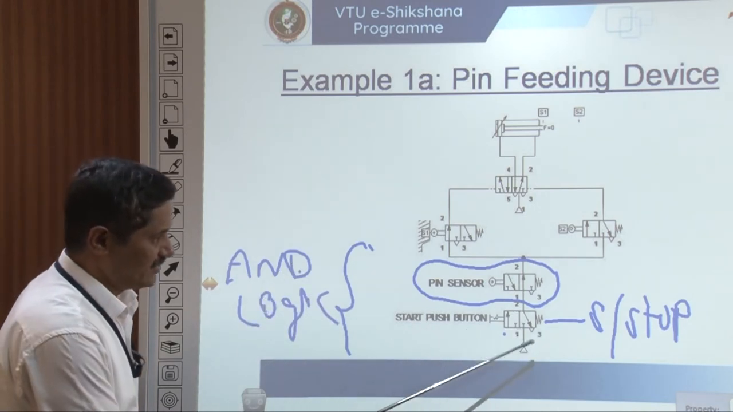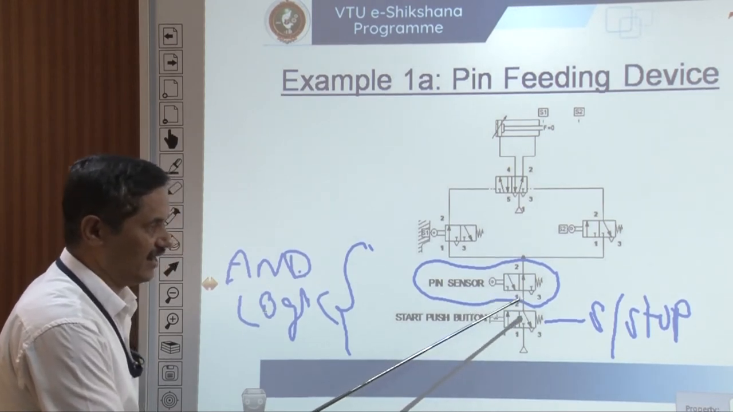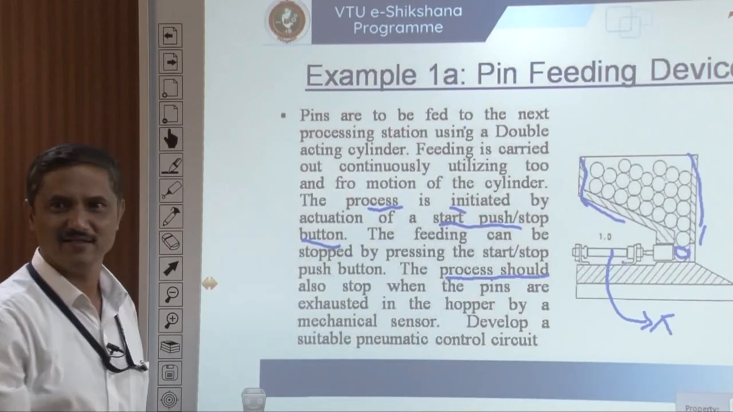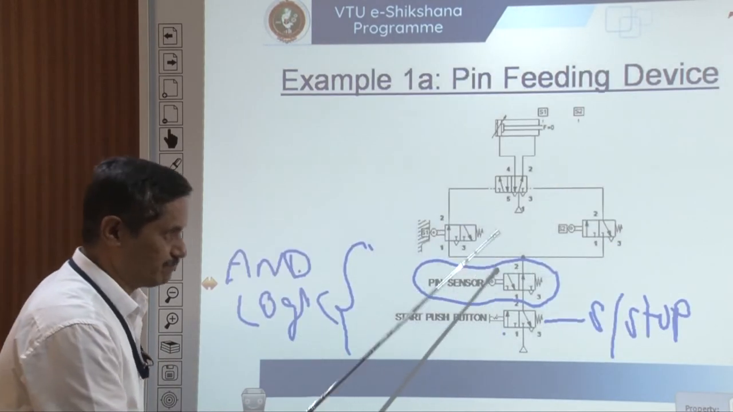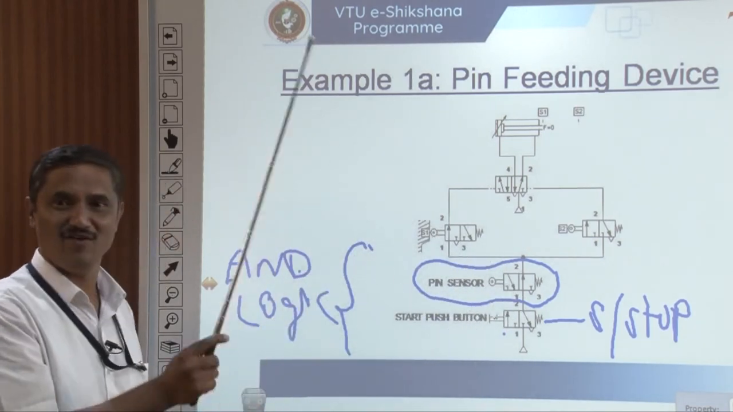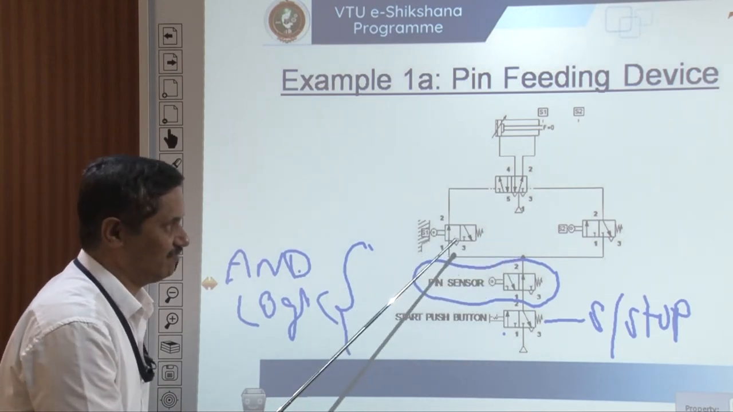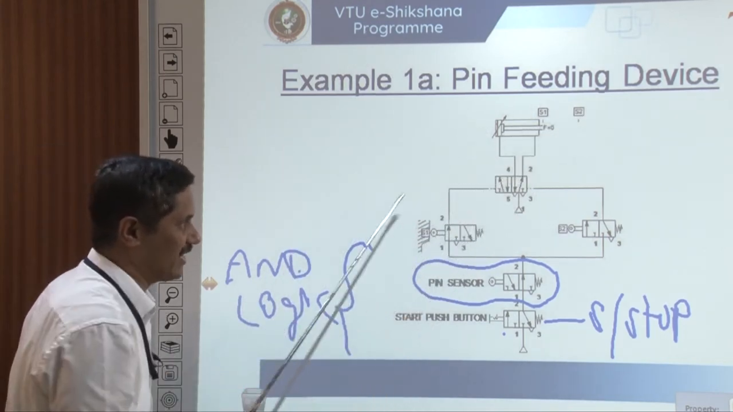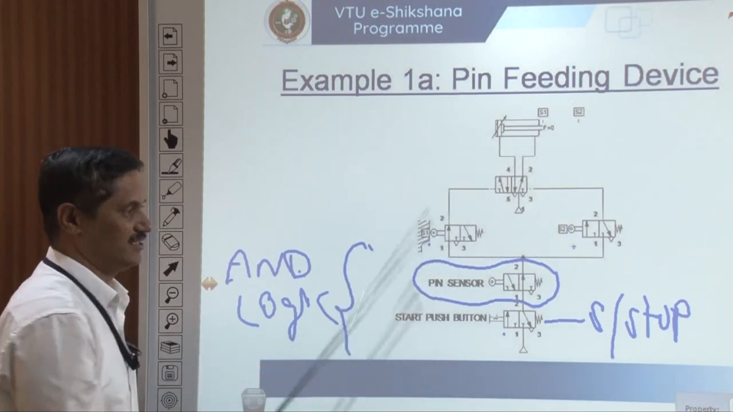So that means even though you have pressed it, if the pins or the balls or the mangoes or the apples are not there in the hopper, the system will not work. If the object is present, that is the apples or the balls are present, then only the subsequent system, your actuator, will work. The actuator will move to and fro because you have roller limit switches here, at these two ends.